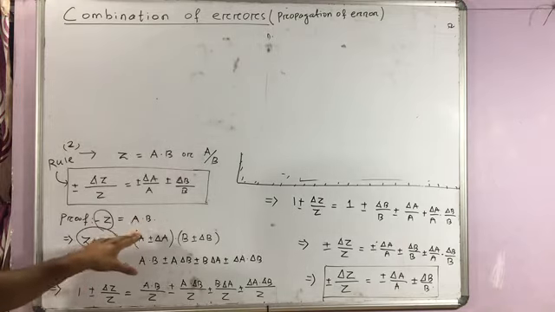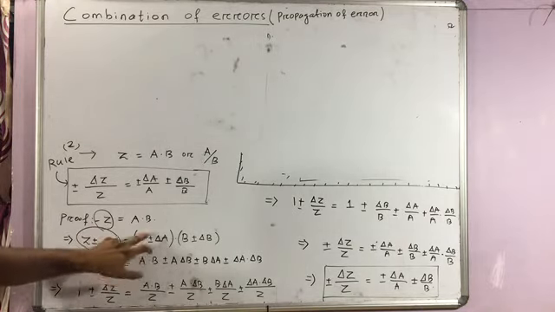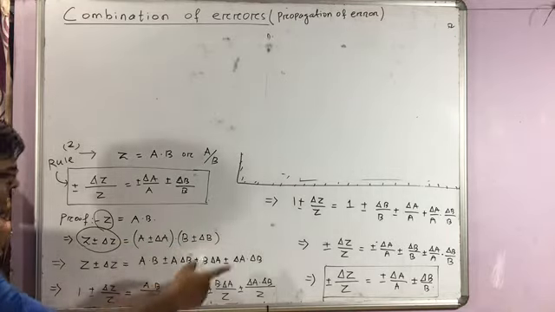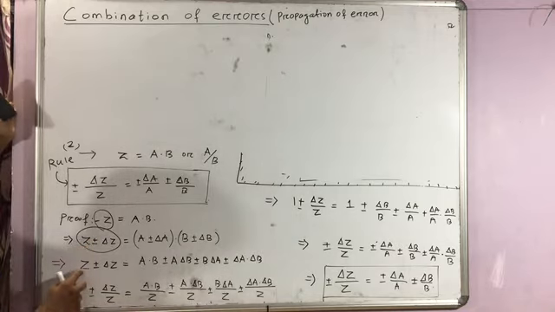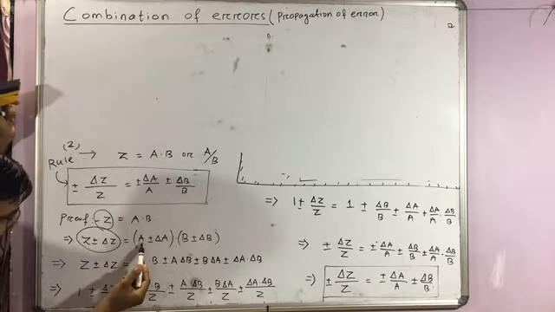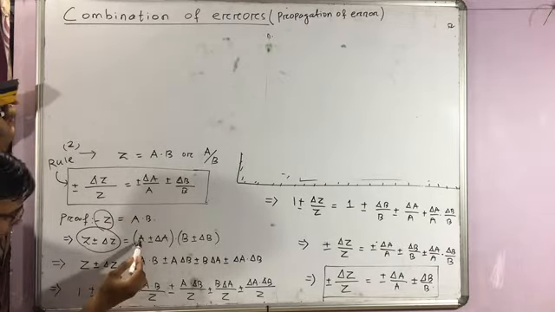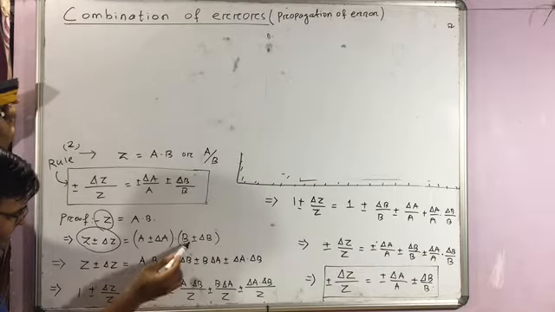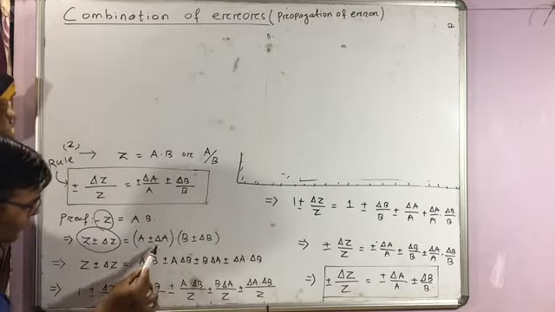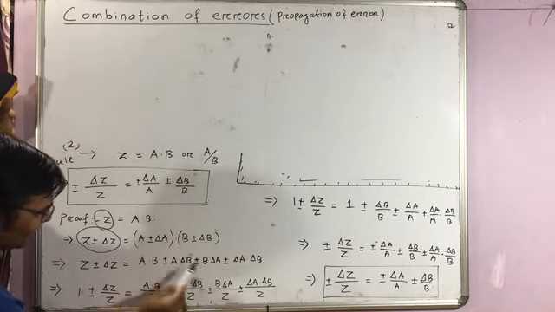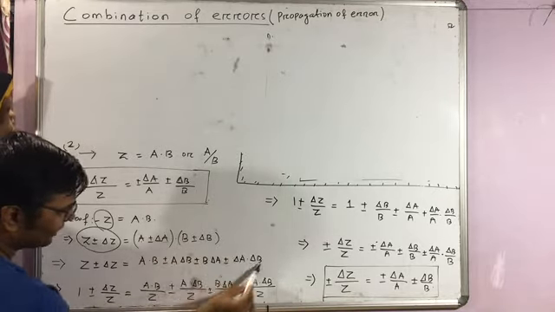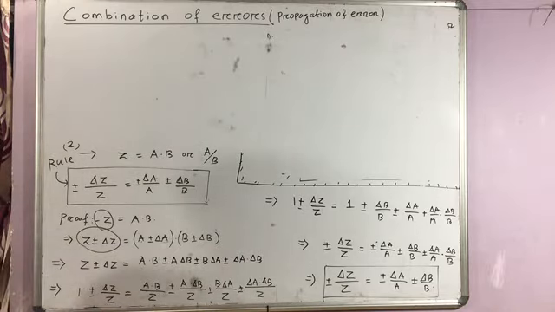So which is the product of these two? And we know A is given by A plus or minus del A and B will be given by B plus or minus del B. Now you multiply, opening the bracket. A into B, A into del B, so plus or minus A into del B. Now del A into B means B into del A. The last part is plus or minus del A into del B. So four terms are here.